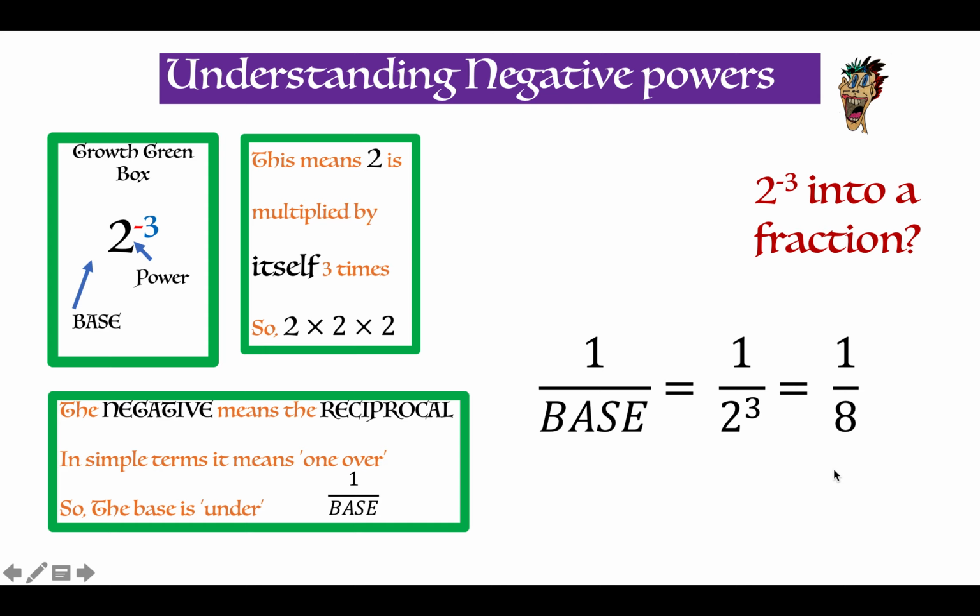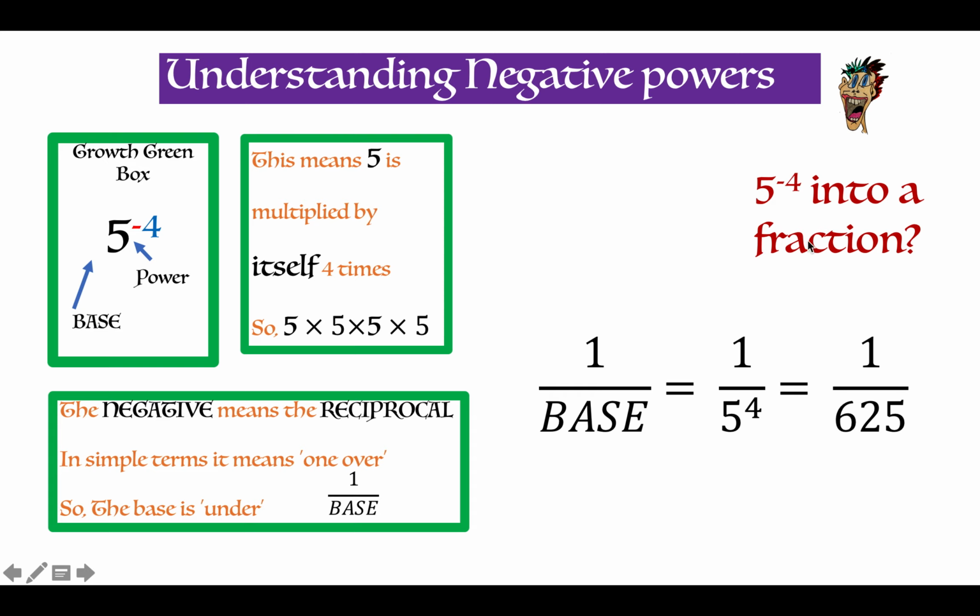Let's try 2 more questions. 4 to the minus 2. Again, remember, the negative means 1 over. So it's now simply 1 over 4 squared, which is 1 over 16. Another one. 5 to the minus 4. Remember, the negative means it's a reciprocal, 1 over. So it simply becomes 1 over 5 to the 4. And that is, I believe, 1 over 625.